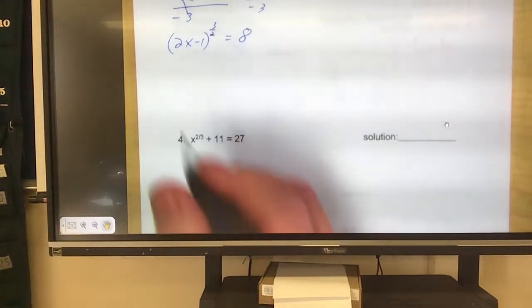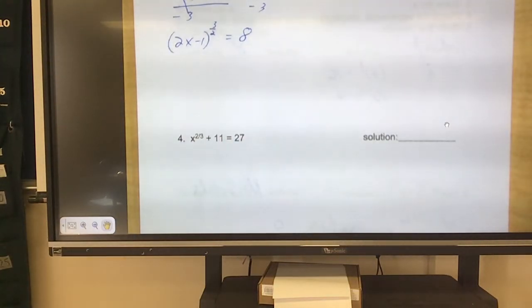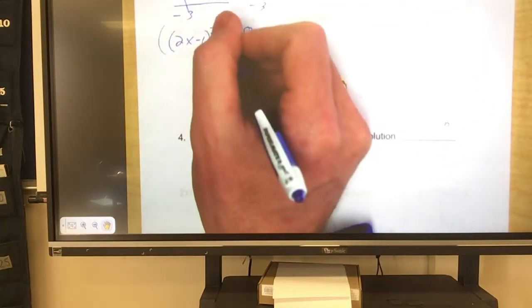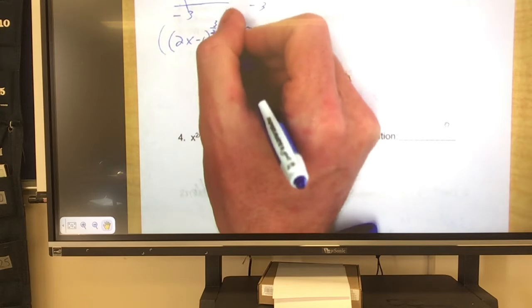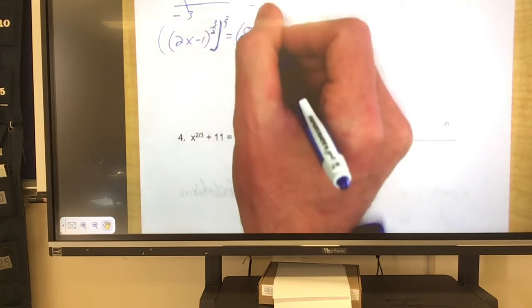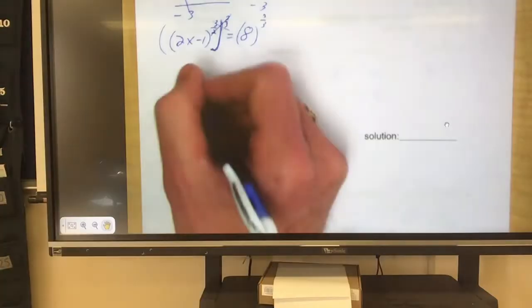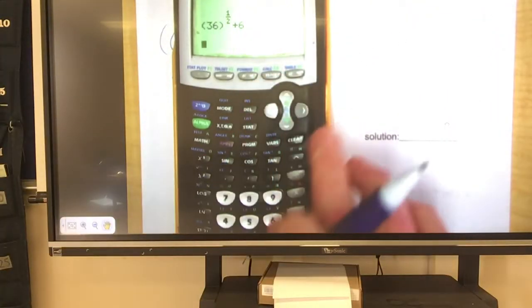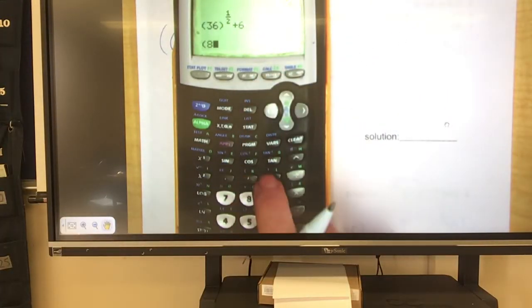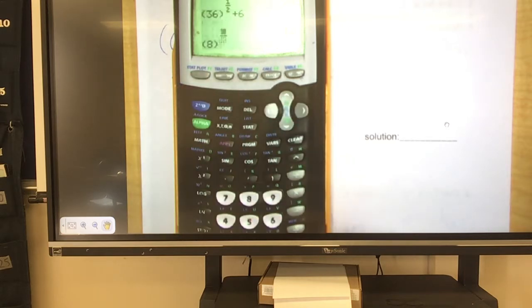Okay, so same deal. To get rid of the 3/2 power, I have to multiply by the reciprocal. So we're going to raise the whole thing to the 2/3 power. Whatever I do to one side, I have to do to the other. They cross out. So 2x minus 1 equals 8 to the 2/3 power. So I have parentheses, 8 raised to the 2/3 power, and that gives me 4.